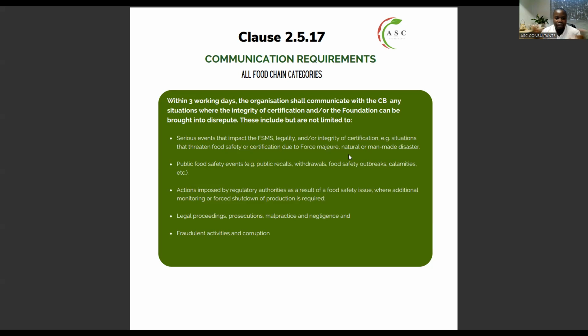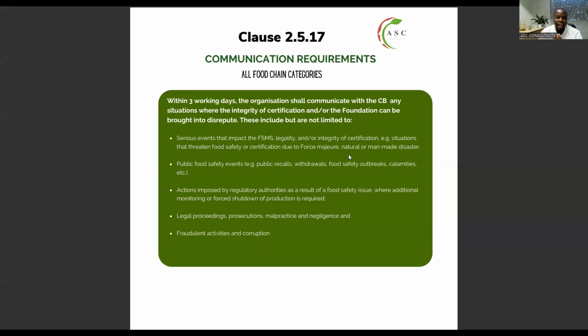So it could be serious events that impact the food safety management system, the legality and integrity of certification. For example, situations that threaten food safety or certification due to force majeure, natural or man-made disasters, public food safety incidents like your recalls, your withdrawals, your food safety outbreaks, your calamities. So food safety outbreaks like your listeriosis crisis that we had in 2017, 2018.